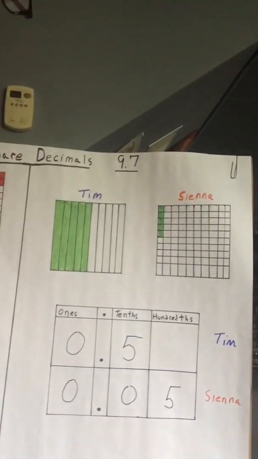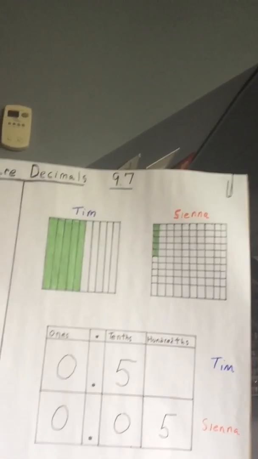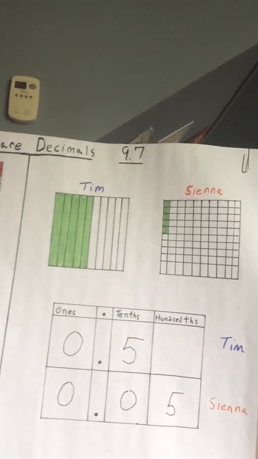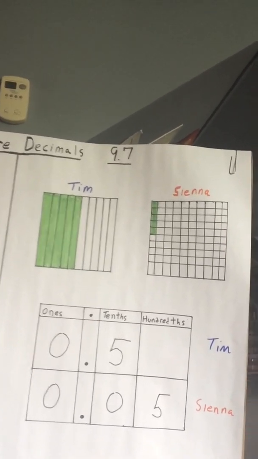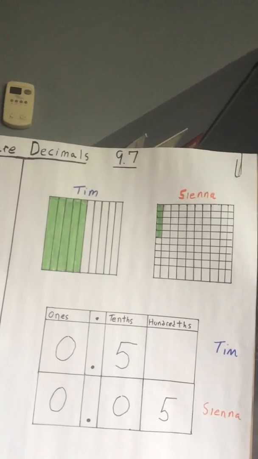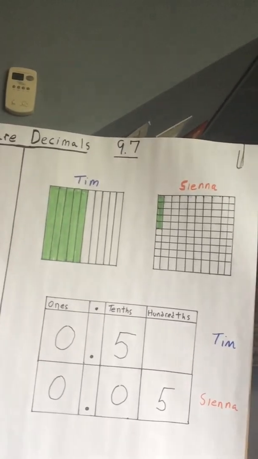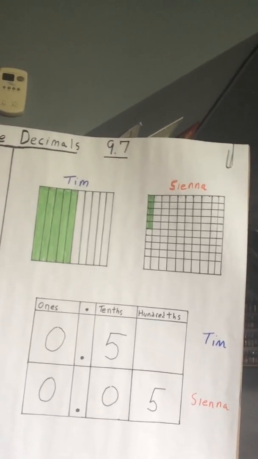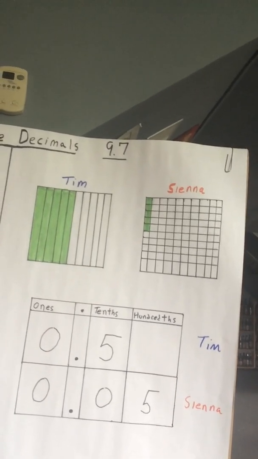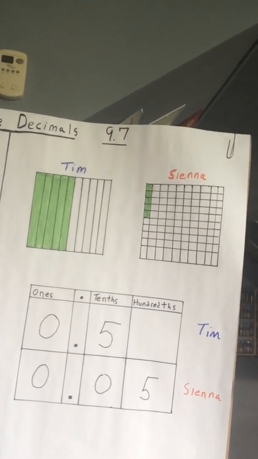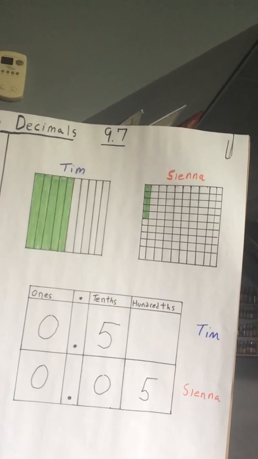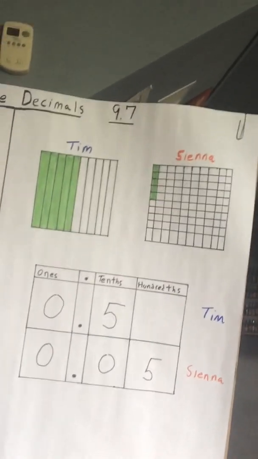Here we go. Now we're in green. And if you look, there are the two models. Tim has 5 tenths. Notice half of his model is colored in green. Sienna only has 5 hundredths, only 5 little blocks. But if we compare the two models, obviously Tim's has a lot more green than Sienna's does. Therefore, Tim has the larger quantity.